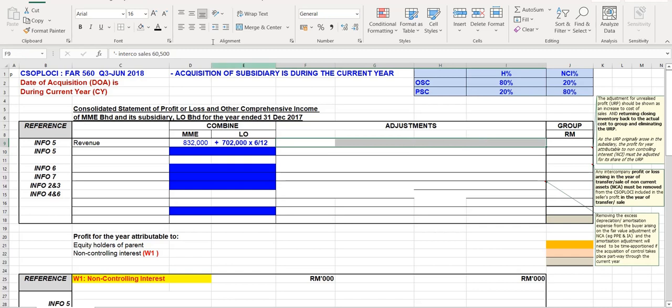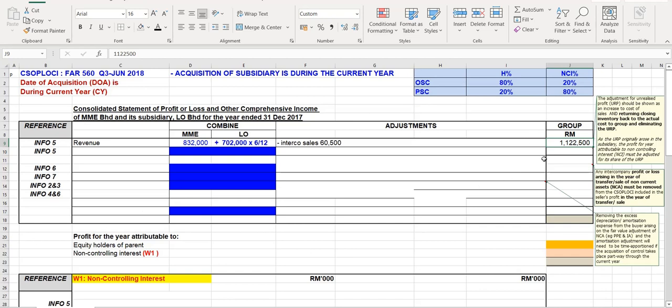And be careful, you must also eliminate the intercompany sales of 60.5 million. That was information number 5. Go and check information number 5 again, and that will give you 1,122.5 million. Right, that was the answer.